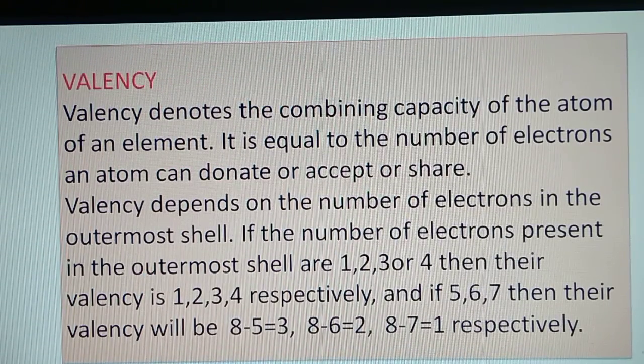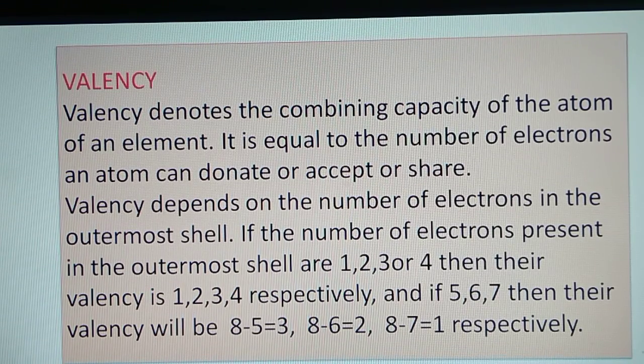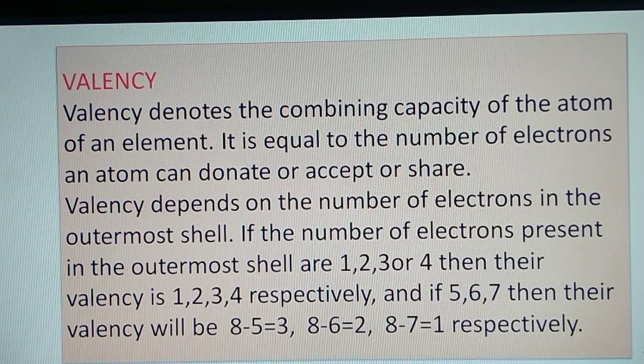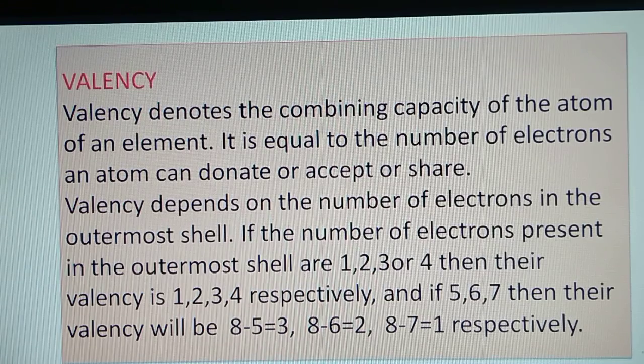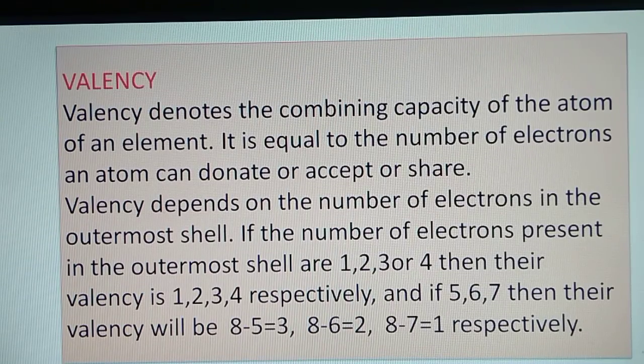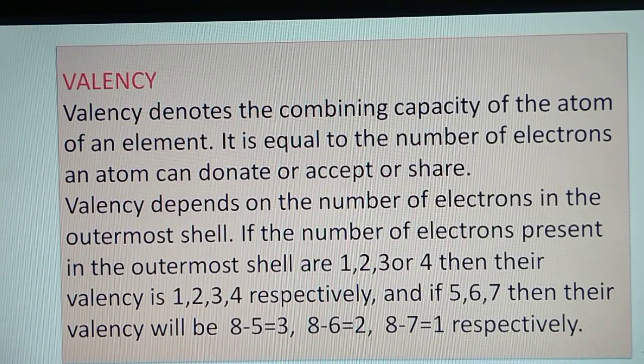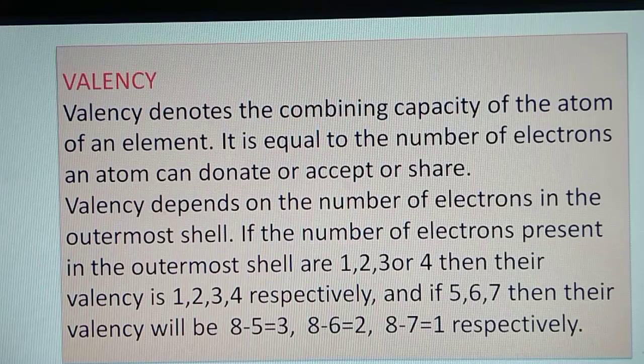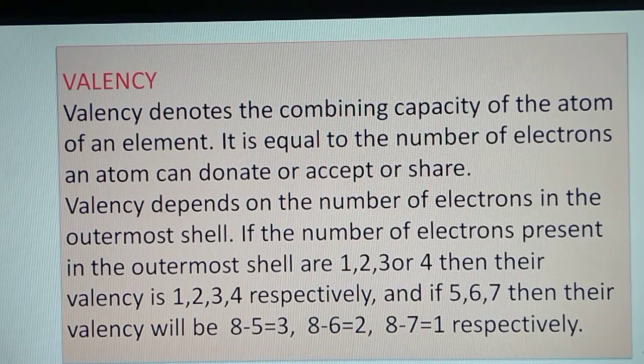So valency denotes the combining capacity of the atom of an element. It is equal to the number of electrons an atom can donate, accept or share. Valency depends on the number of electrons in the outermost shell. If the number of electrons present in the outermost shell is 1, 2, 3 or 4, then their valency is 1, 2, 3, 4 respectively. If 5, 6, 7, then their valency will be 8 minus 5 equals 3, 8 minus 6 equals 2, 8 minus 7 equals 1 respectively. Means if the number is 5, then 8 minus 5 equals 3, so valency will be 3.